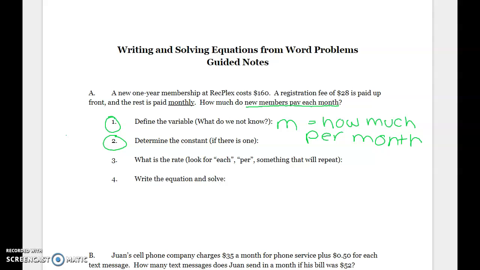Okay, and then the next step is to define our constant. So our constant is something that never changes. And so that would be my registration fee of $28 because that's just a one-time fee that I'm only paying once. So my constant is 28.